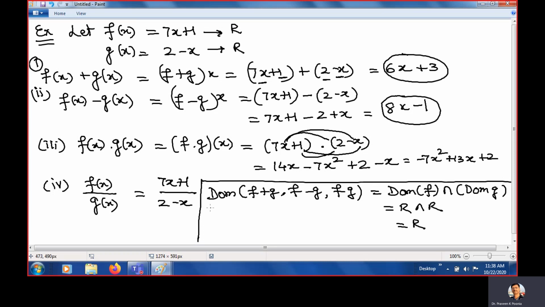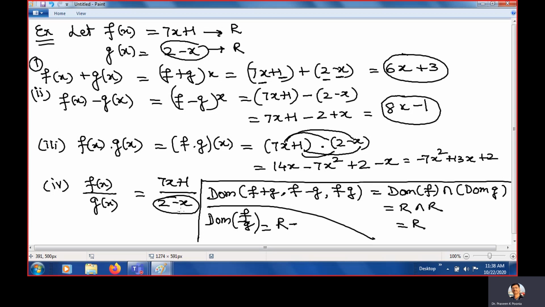There is a little change in the case of the domain of f upon g. What is the change? The answer will remain R. There is no change in the answer. The answer is R. But you need to subtract the number for which this gx is 0. If we put x equal to 2, it will become 0. So you need to subtract 2 here. This is the domain of f upon g.